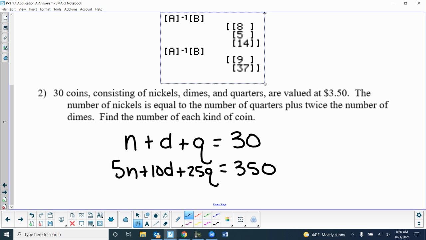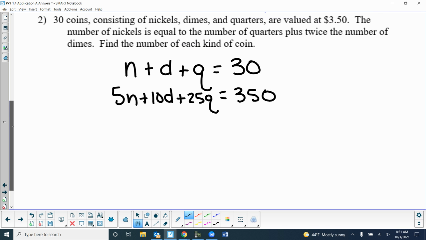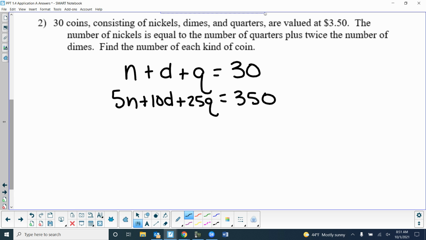Now this third one's really easy. Okay? Watch. Just read that sentence. The number of nickels is equal to the number of quarters plus twice the number of dimes. What's twice mean? 2 times, right? So 2D. So there's your third equation. Just from reading that sentence. Questions?